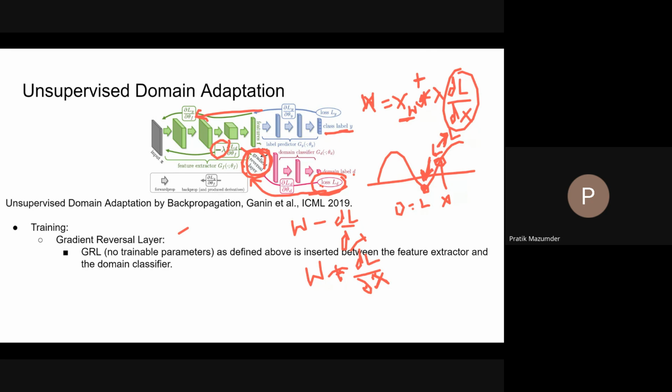It does not have any trainable parameters because, as you can see, it's just a negative constant value that you're multiplying. Maybe you can do some validation to come up with a hyperparameter value for lambda, or maybe you can use -1 directly. That's also fine.